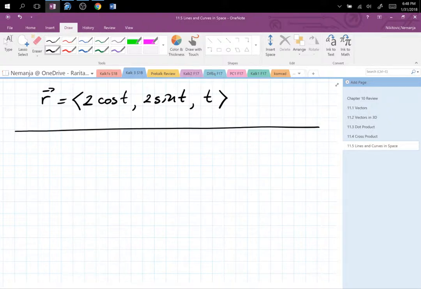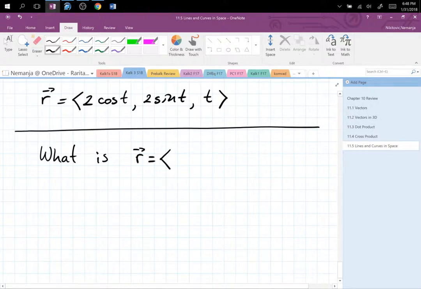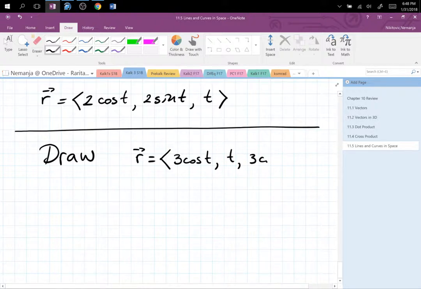What else can I do? I'm going to ask you this now. What is r equals 3 cosine t, t, 3 sine t? Draw in your notes. Draw.